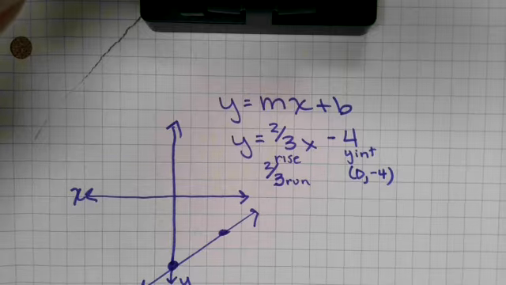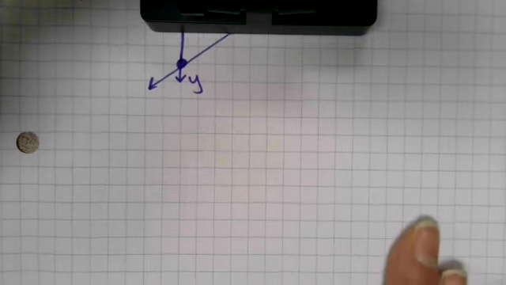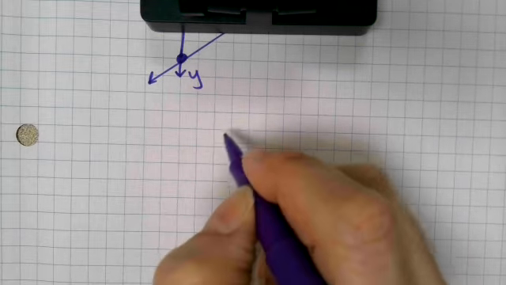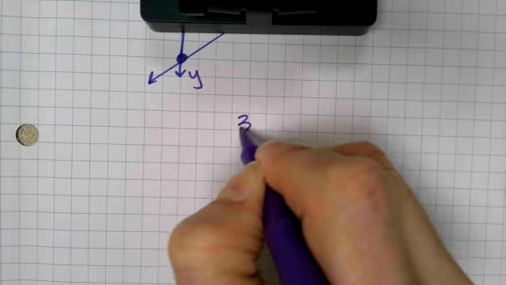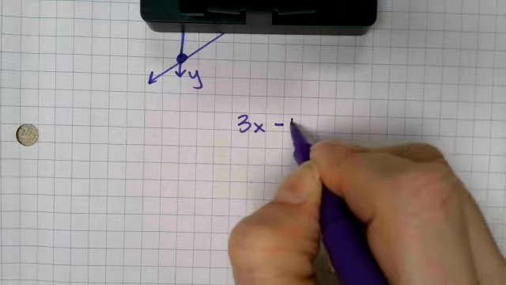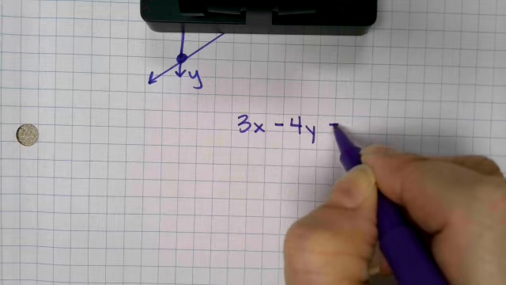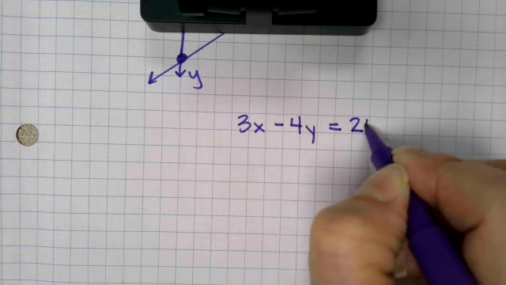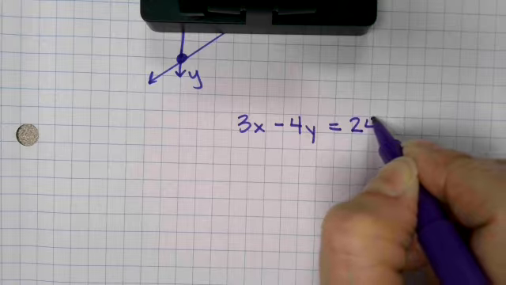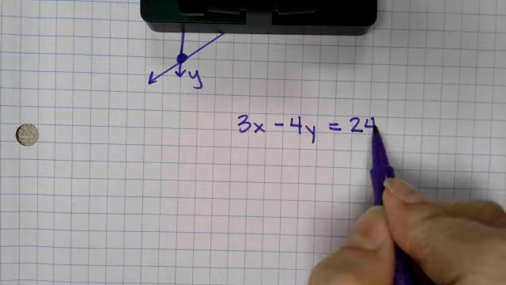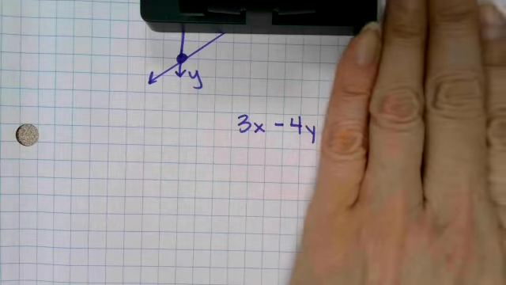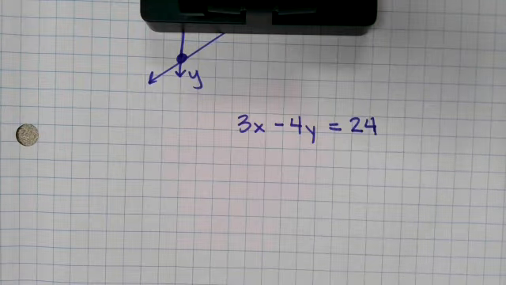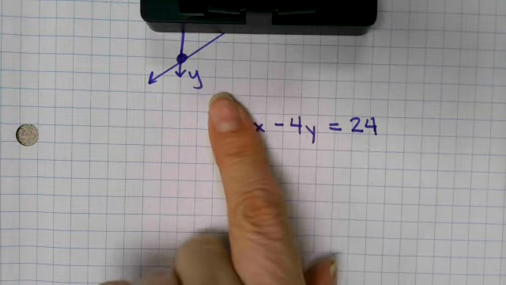Slope-intercept equation. Now the next one is called standard form. Standard form would look something like 3x minus 4y equals 24. If I do standard form, and I can tell it's standard form because x and y are on the same side, I usually do that thing where I cover up and divide.